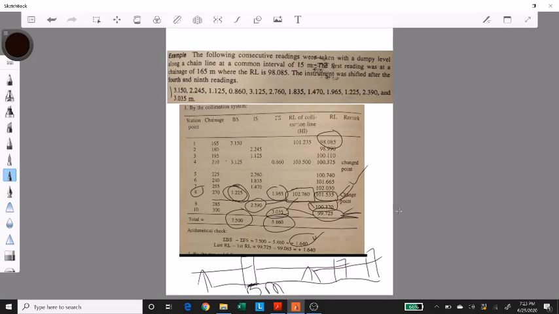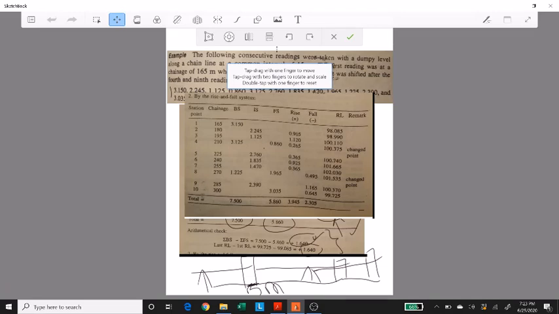Our last reduced level is 99.725 and the first reduced level was 98.085. So their difference is also plus 1.640. Since the two match, that means the computations are correct. So this is how you do it with the height of instrument method. Now we will do the same question by the rise and fall method.